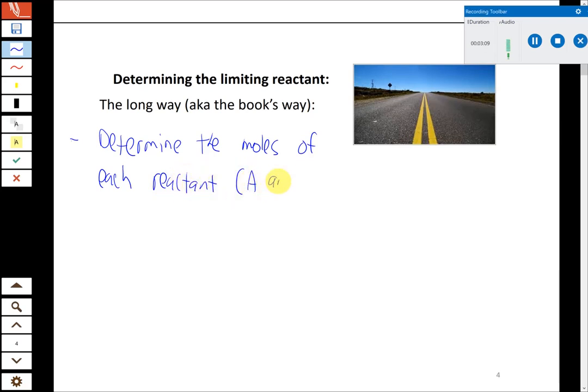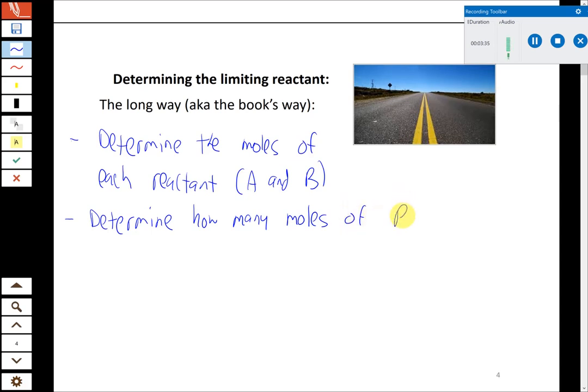But I think this approach, sometimes it's a little bit hard to keep straight what the numbers mean at the end of the day. And so then what you're going to do, and I think this is where this approach starts to get a little bit confusing, is you're going to determine, so if we have 2 reactants, A and B, you're going to determine how many moles of B are required to react with however many moles of A that you have.